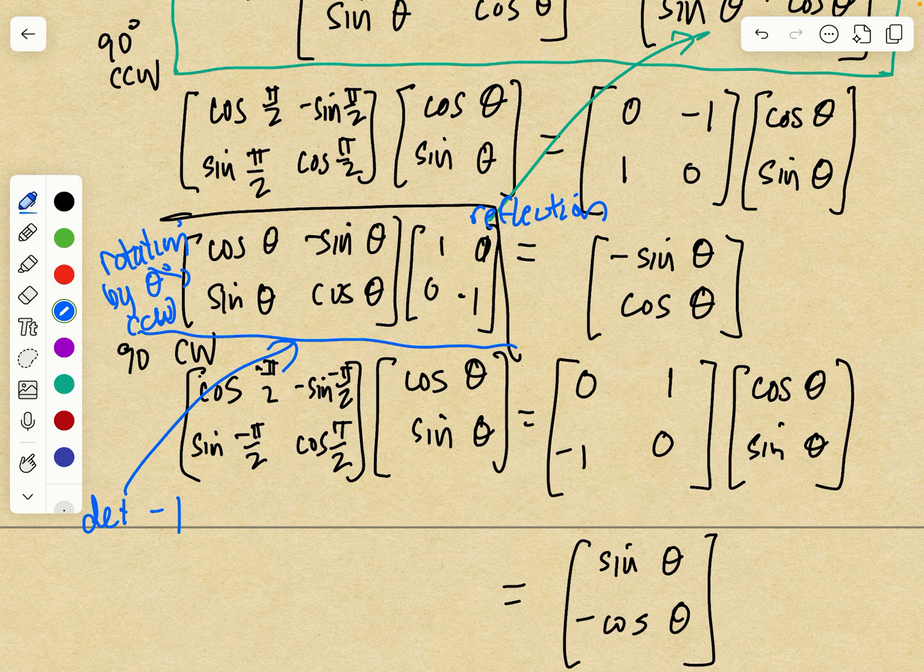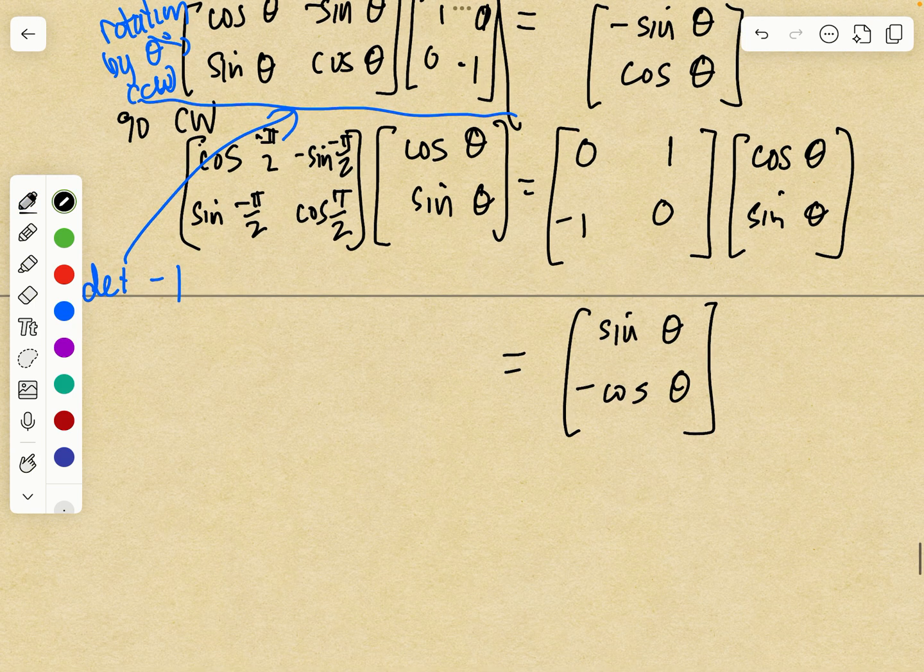So that gives us a description of all 2 by 2 orthogonal matrices. There's also a description of all 3 by 3 orthogonal matrices. That's a bit more complicated, and we'll talk about that in a future video.